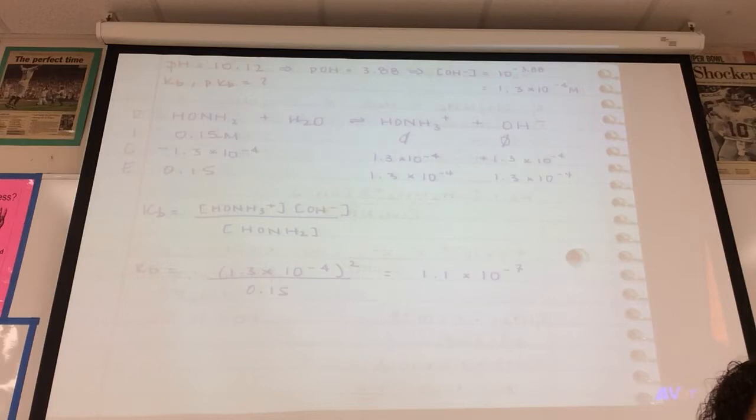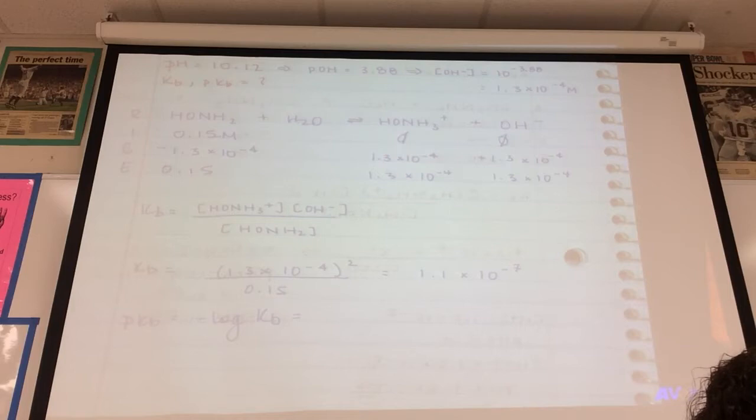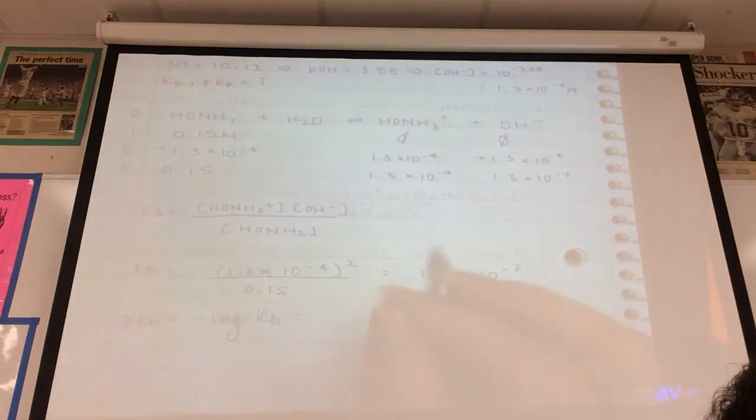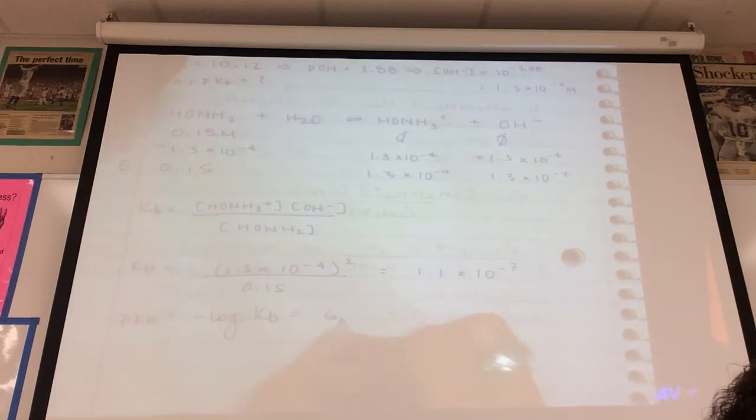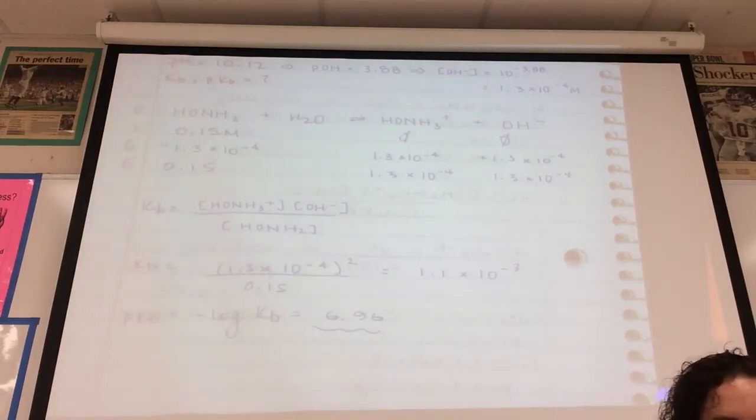And then you want to find pKb, right? Yep, how do we do that? Negative log. He's not writing it down. So it's going to be 6 point something, right? Yeah. With the pKb, do you do the decimal place? Yep. Okay, so 9.6. Yep, you got it.